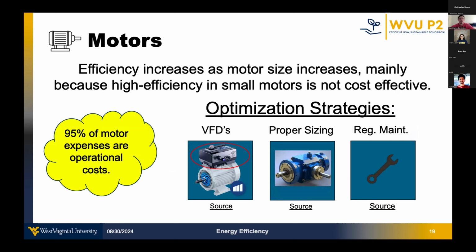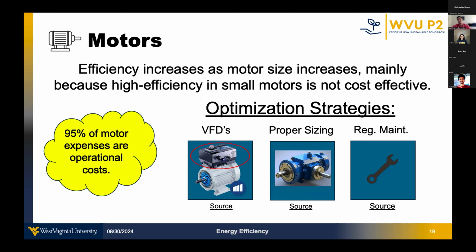So one of the most effective strategies is to upgrade to high efficiency motors. These modern motors are designed to use less energy to produce the same amount of work as older models. Replacing inefficient motors with these newer ones can lead to significant energy savings. Also keep in mind that while the initial purchase cost of motors might seem significant, the majority of a motor's total cost over its lifetime comes from operating costs, typically accounting for up to 95% of total expenses due to energy consumption.